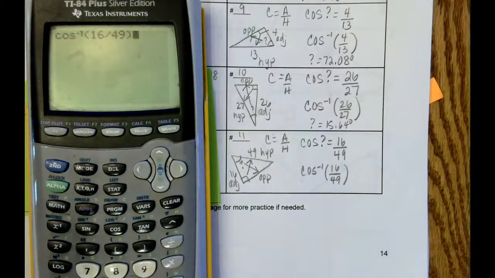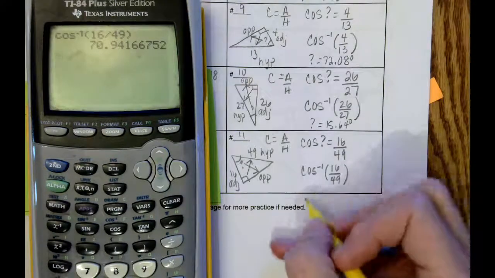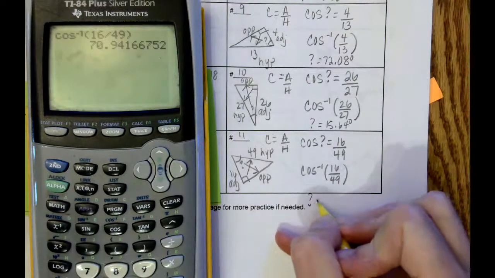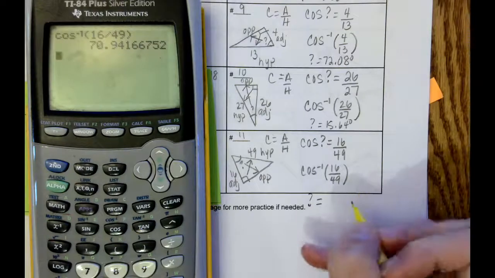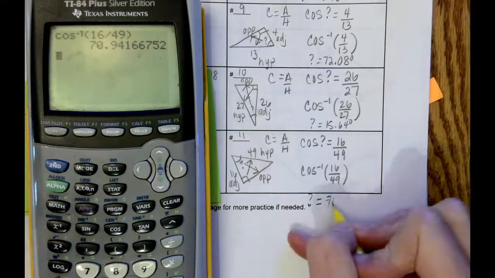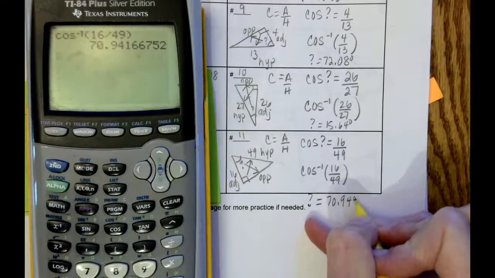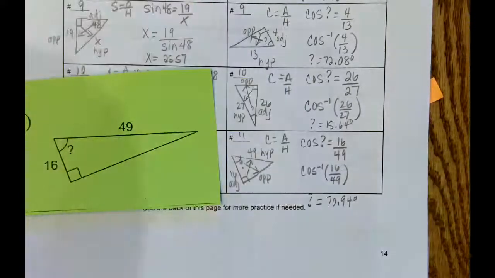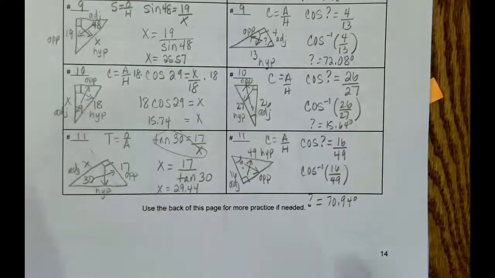We type it in, and we get question mark equals 70.94 degrees. Flipping our paper over.